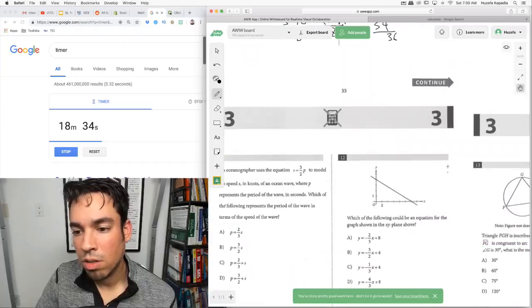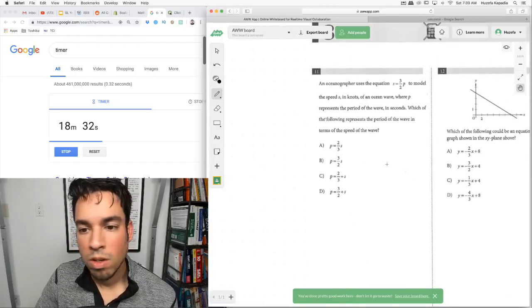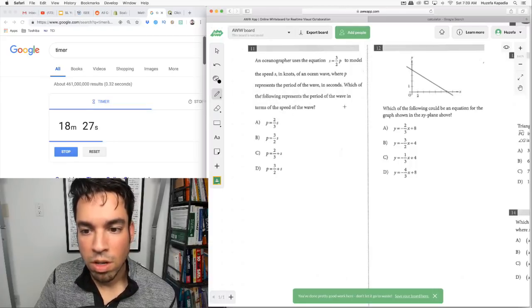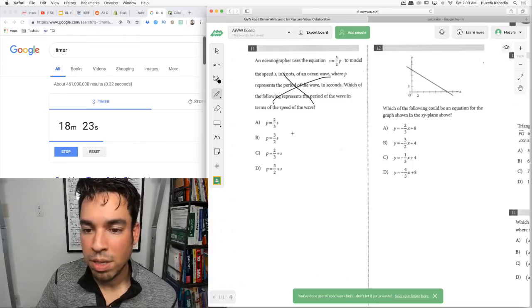Let's go down. We're halfway done. An oceanographer uses the equation to model speed. All of this, who cares? Look what they're doing. Nice. Isolating P, let's do it.